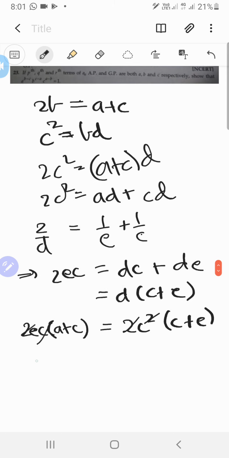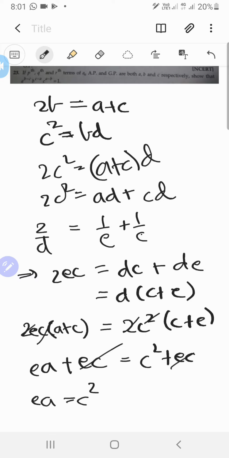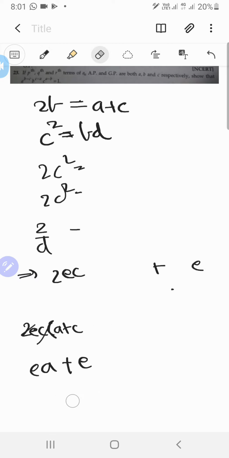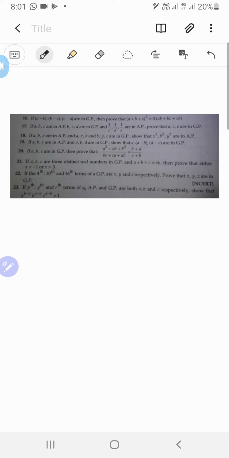So you will have EA plus EC equals to C squared plus EC. So you will have EA equals to C squared, which is exactly what we wanted. So yes, this equation is also correct. And this did take a lot of time. Sorry for these silly mistakes. It does happen sometimes.